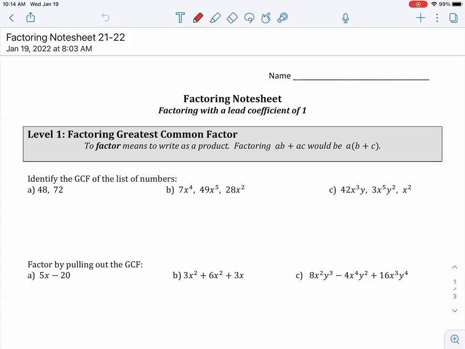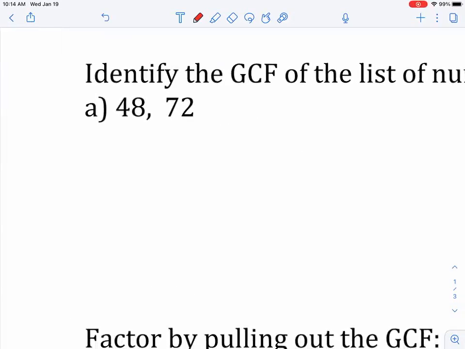So we're going to start by factoring with the greatest common factor, okay? That means a number that is common in all parts of the problem. So for example, we're going to start out by just finding the greatest common factor. We want the largest number that goes into both 48 and 72.